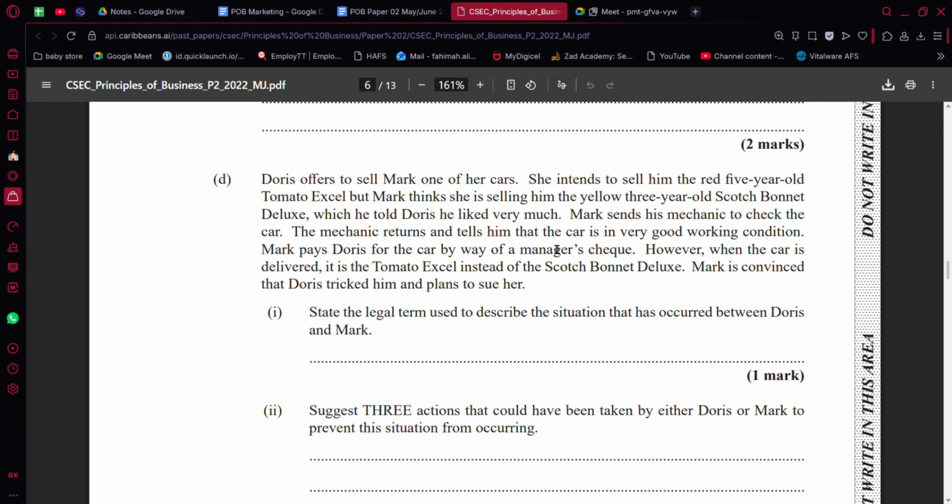Mark sends his mechanic to check the car. The mechanic returns and tells him that the car is in very good working condition. Mark pays Doris for the car by way of a manager's check. However, when the car is delivered, it is the Tomato XL instead of the Scotch Bonnet Deluxe. Mark is convinced that Doris tricked him and plans to sue her. State the legal term used to describe the situation that has occurred between Doris and Mark.